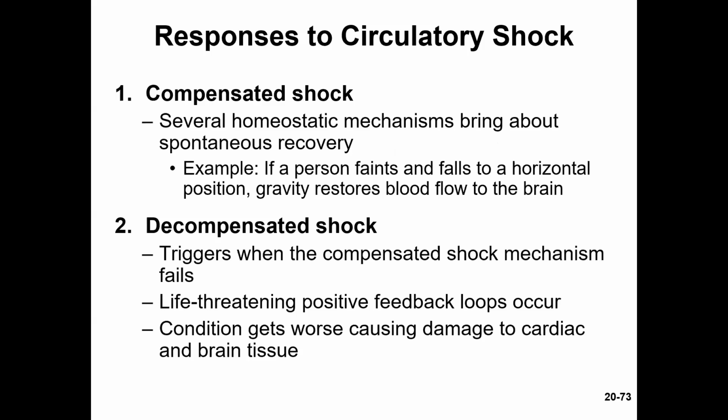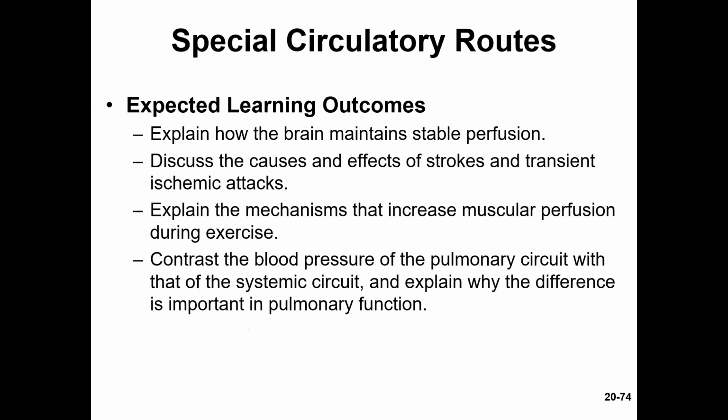So, responses to shock: compensated shock. Several homeostatic mechanisms bring about a spontaneous recovery. For example, if a person faints and falls to a horizontal position, gravity restores blood flow to the brain. Decompensated shock is triggered when the compensated shock mechanism fails. Life-threatening positive feedback loops occur. The condition will get worse by causing damage to cardiac and brain tissue.